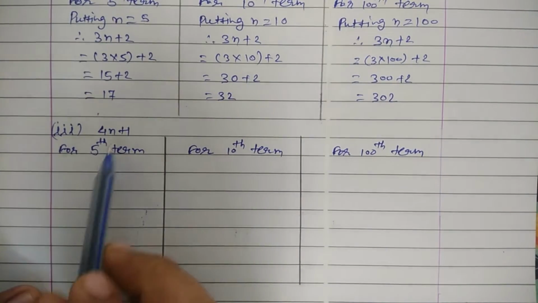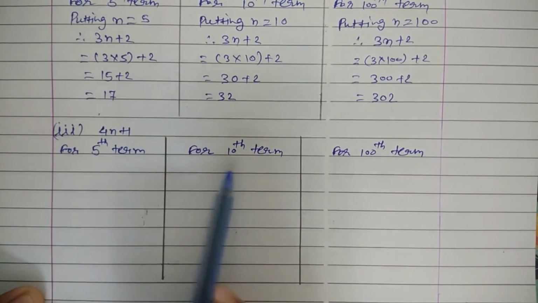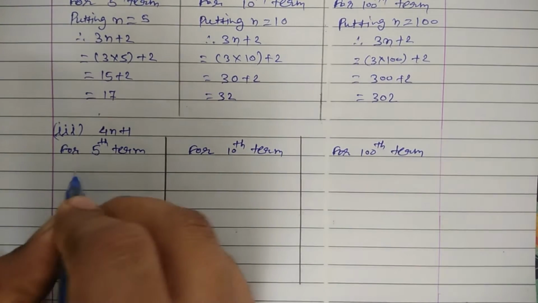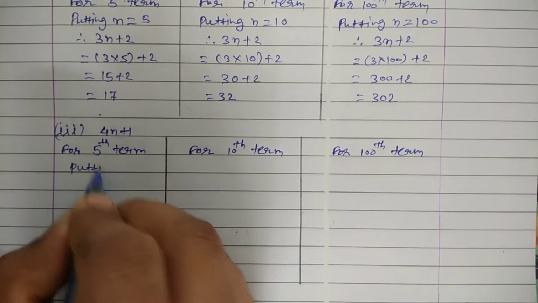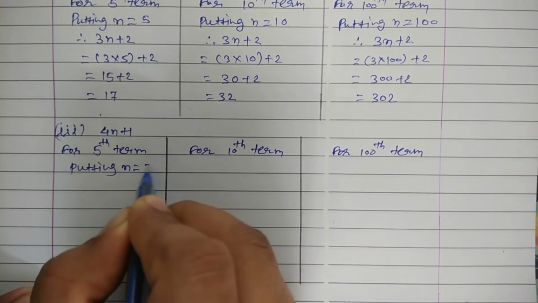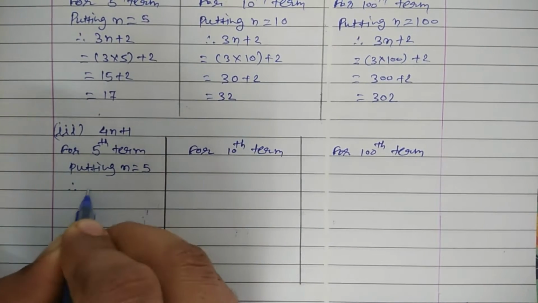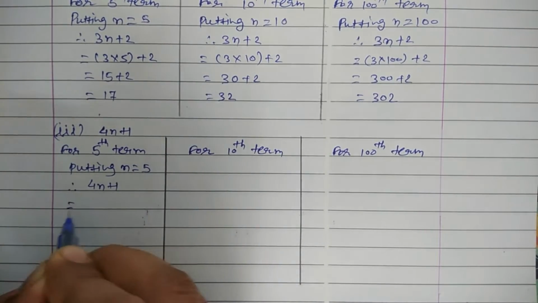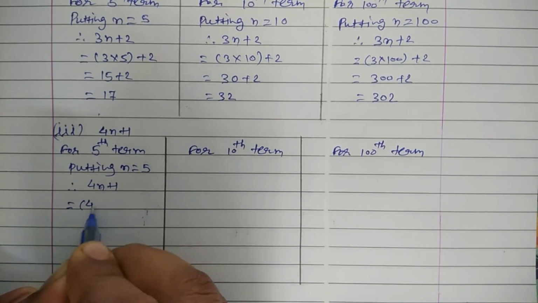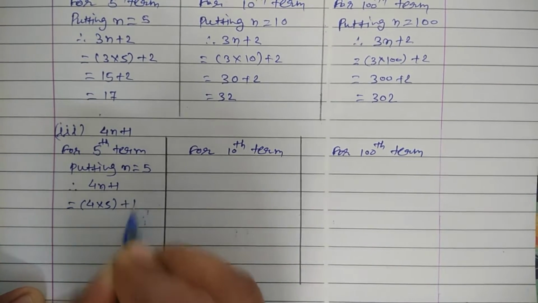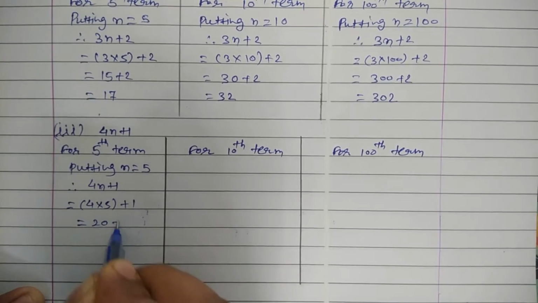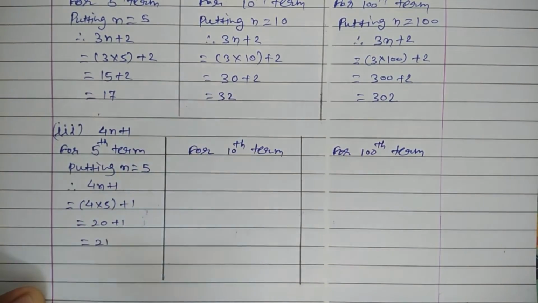Next expression 4n plus 1. We have to find the fifth term, 10th term and 100th term. So for the fifth term, putting n is equal to 5, expression 4n plus 1 is equal to 4 multiplied by 5 plus 1. 4 fives are 20 plus 1, that is equal to 21.